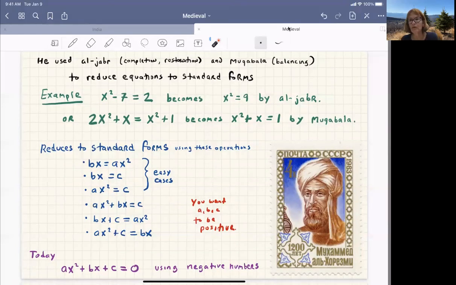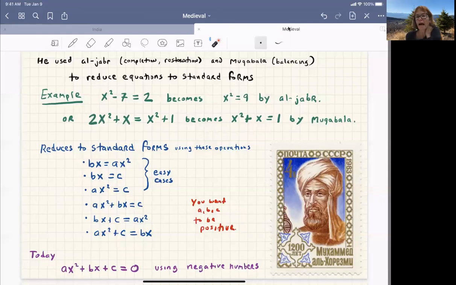So then what he does is he reduces equations to the following standard forms. The first one is bx equals ax squared. Then bx is equal to c. Ax squared is equal to c. So notice that this has an x and an x squared only. This has an x and a constant only. This has a square and a constant only.